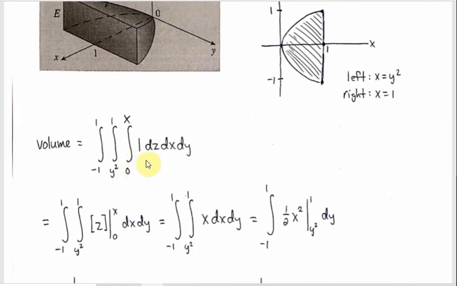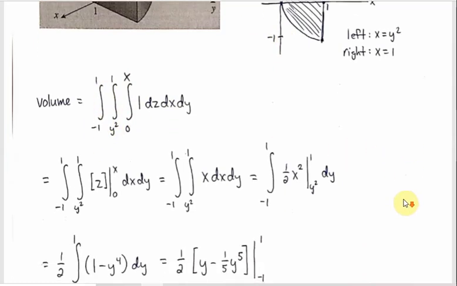But then if we're going to get the volume, we know that z goes from 0 to x. We already figured that part out. Then the left and right bounds, if we're going to go dx second: on the left, we've got x equals y squared. On the right, we've got x equals 1. And then the y values, you can see them in the picture up here, going from -1 up to +1. So there are those limits of integration.